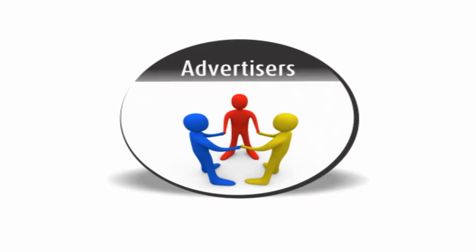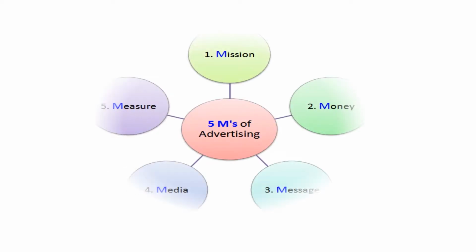Now let us switch to the aims of advertising. There exist 5 aims of advertising in taking major decisions. First is mission, to identify the advertising objectives. Second is money, the expenditure to be incurred. Third is message, information to be conveyed. Fourth is media, advertising source to be used. Fifth is measurement, results to be evaluated.